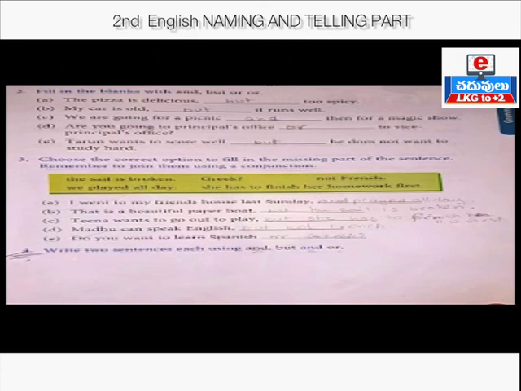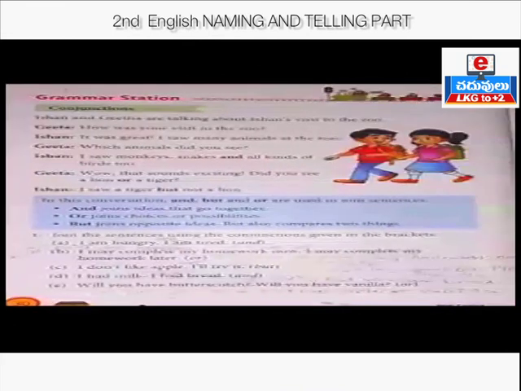Next, write 2 sentences each using and, but, or. This is the homework for you. You have to write your own sentences. Thank you, children. Do it properly. Put all of this in the group. Okay, this all.